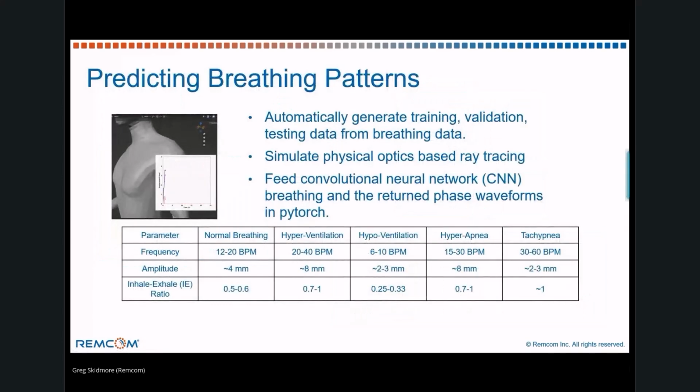Next slide. So the idea is we want to generate this training, validation, and testing data from our validated simulated data, and then feed a convolutional neural network all of these, the phase from the radar, and then the breathing waveform, to predict the breathing waveform and classify it as either normal breathing, hyperventilation, hypoventilation, or even breathing that would be correlated with driver drowsiness potentially. But these are the 1, 2, 3, 4, 5 breathing types that we're classifying into.